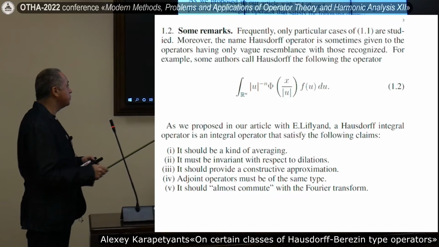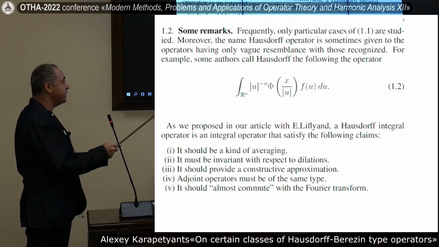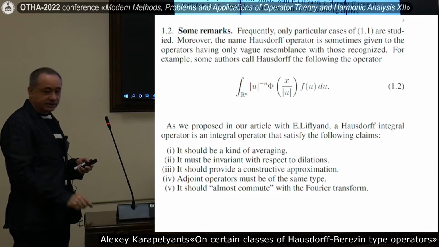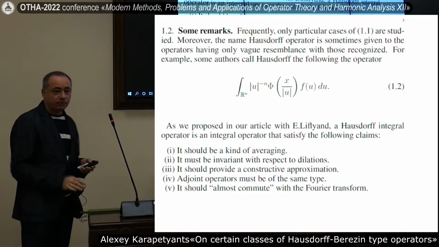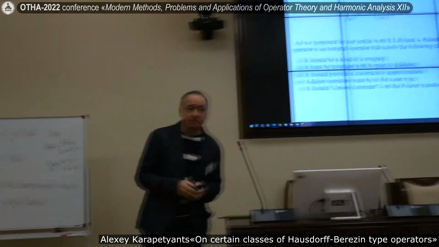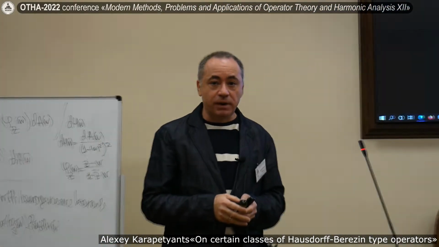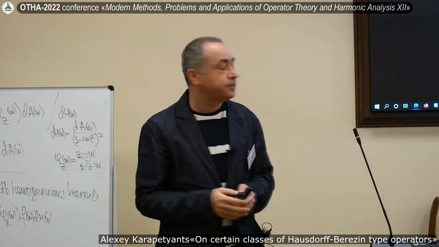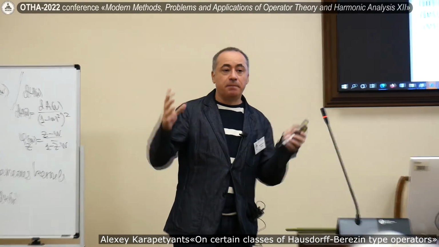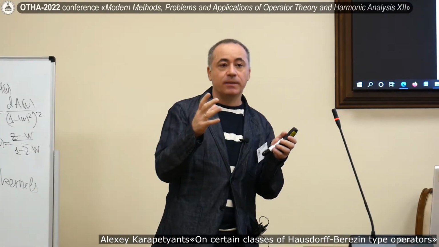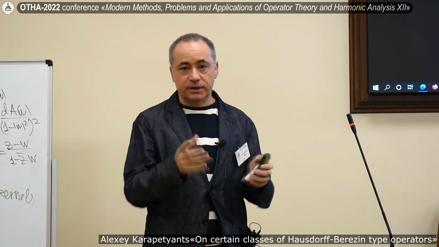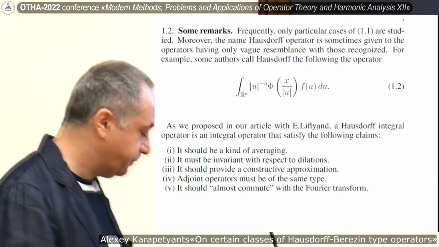But anyway, we are most sure that Hausdorff operators should satisfy these 5 properties. And as I said, in this paper with Liflyand, all these 5 properties are justified either by mathematics or by showing examples. Sometimes you cannot prove this in a general scheme, but you can reduce your operator to a simpler case, and in that case you can prove this. So that's what I call an example, for instance.